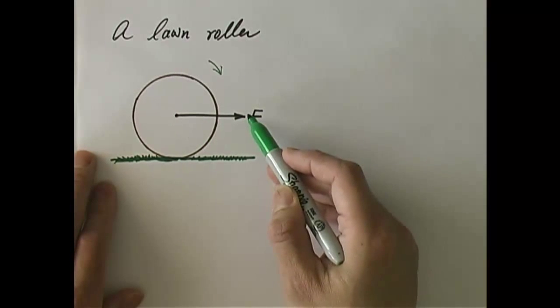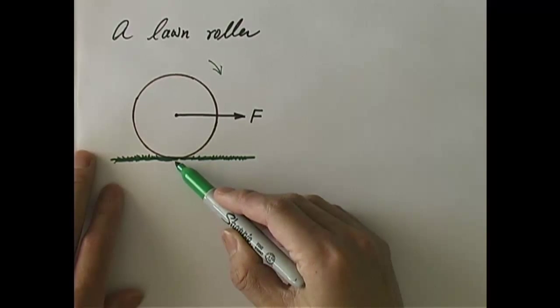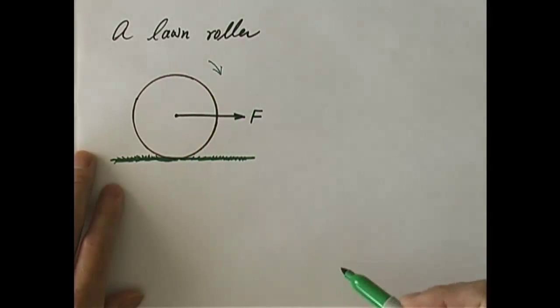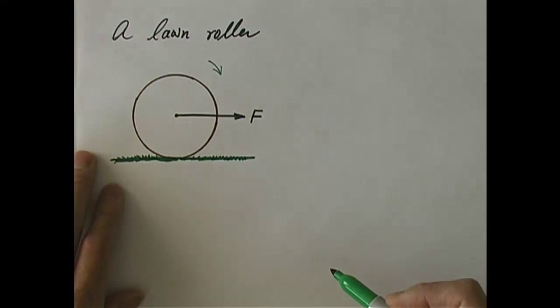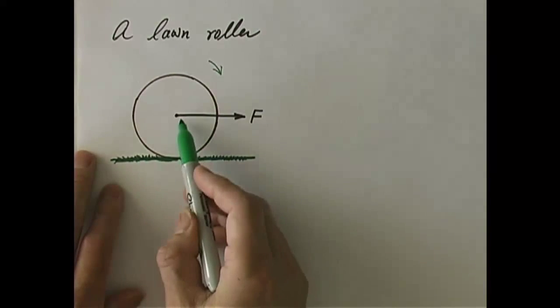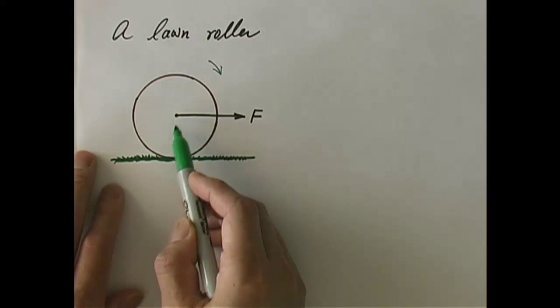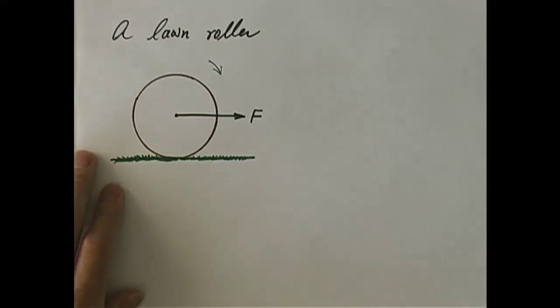I'm going to pull it with a force F. You know, if I pull it too hard, it's going to start sliding, right? Assuming that you don't pull that hard, the rolling is pure rolling without slipping. As a result, there will be a backward friction on the lawn. Otherwise, this force, if it were the only horizontal force, would have produced no torque. So the long roller would not roll with an acceleration. So you're not going to have pure rolling. You just have sliding. Okay, so there's a friction.